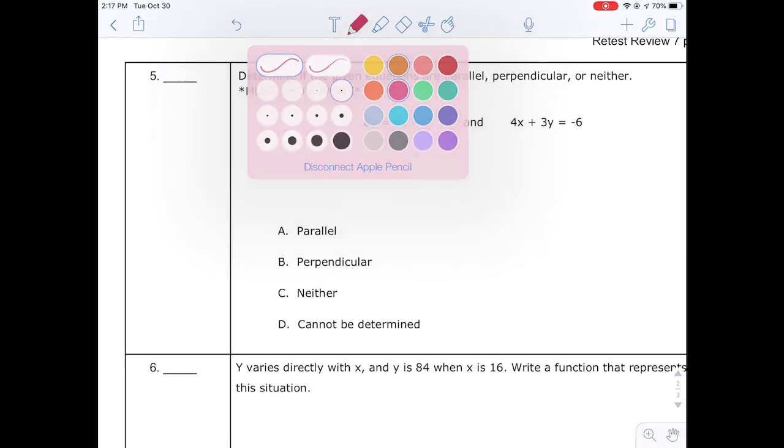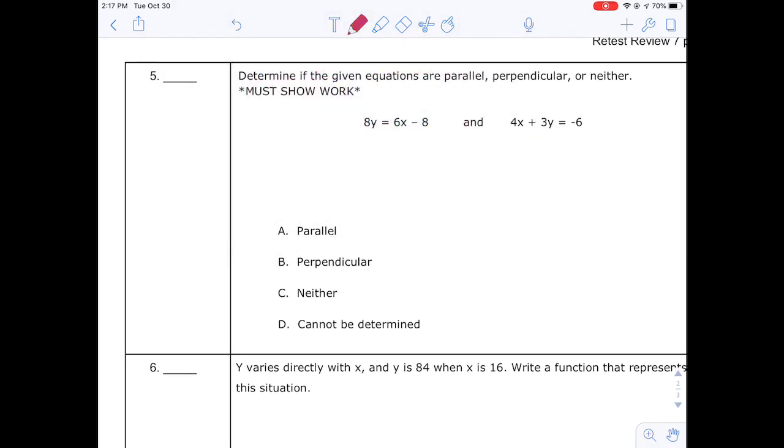Problem 5, they want me to determine if the equations are parallel, perpendicular, or neither based on what I know. So in order to figure this out, I am going to have to solve for y in order to determine the slopes. So I'm going to solve for y, and y equals 3/4 x minus 1.